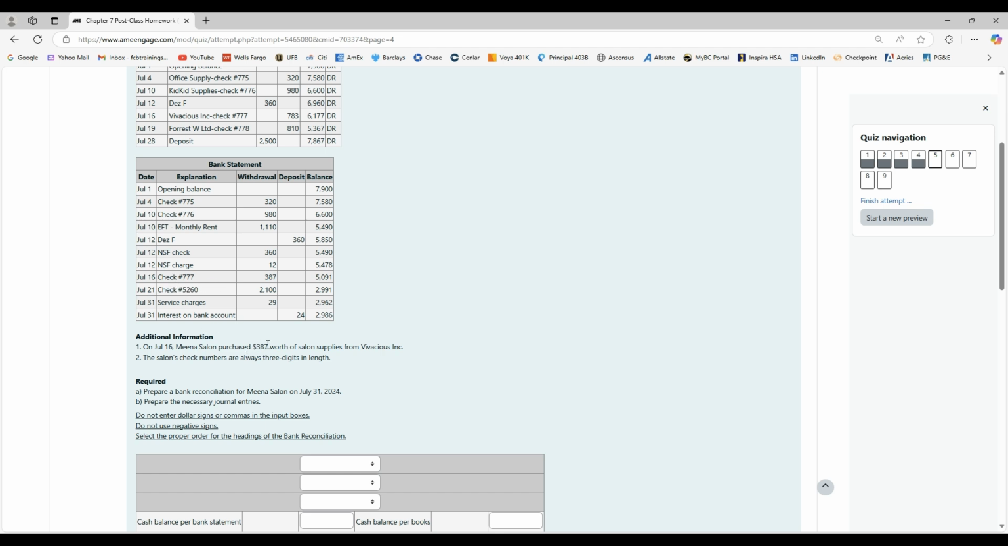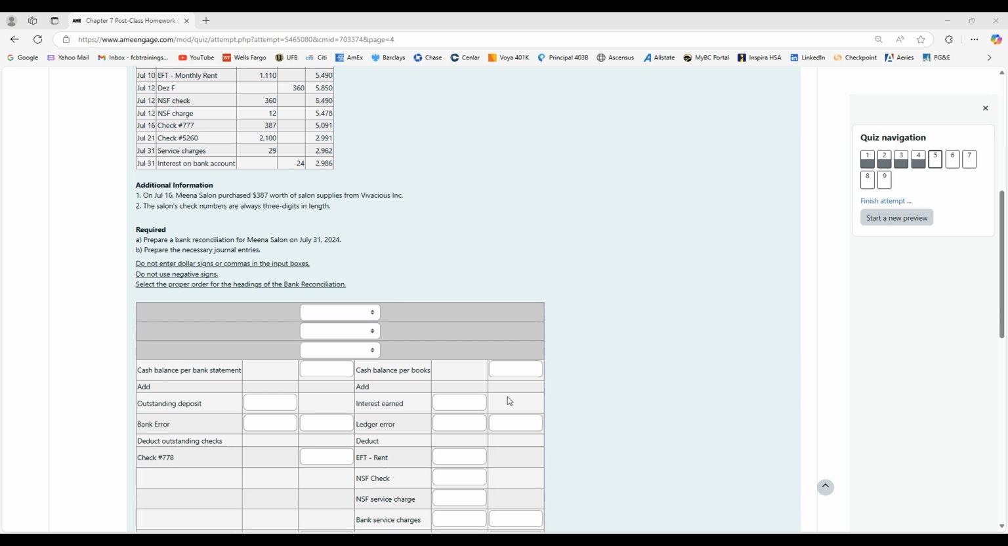On July 16th, we purchased $387 worth of salon supplies, and that was check 777. Oh, look at this. So we bought $387 of supplies, but it looks like the bank has an error of it saying 783 instead of 387. So the bank, I believe, reduced our cash too far down. It should have only gone down 387. Instead, it went down 783. And so the difference between those is 396 to correct it.